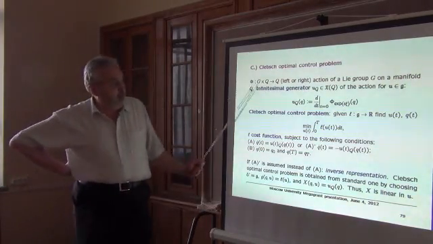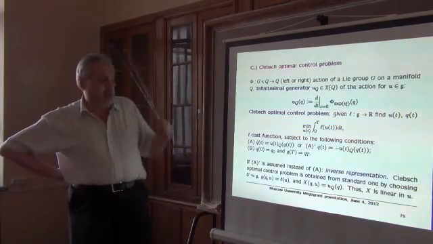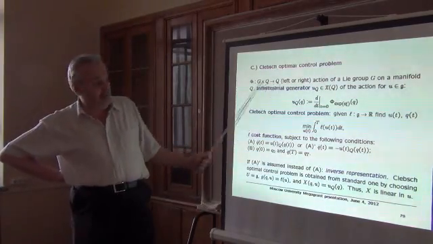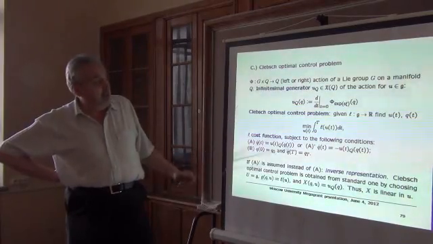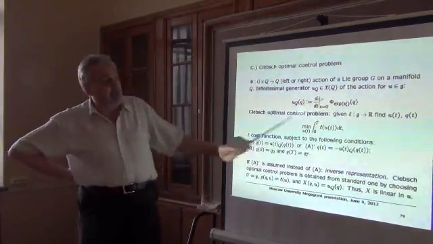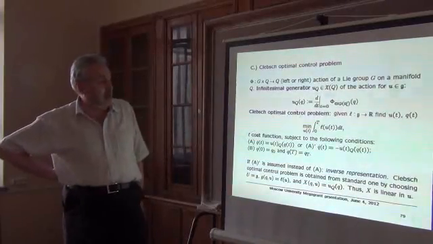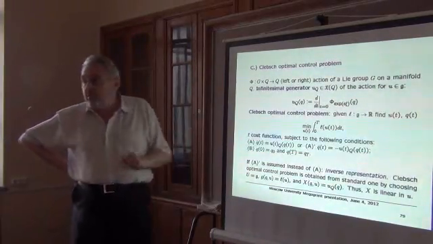The only thing I give you, in addition to a standard one, and it makes a big difference, is a group action. Left or right group action, on a manifold. Here is my infinitesimal generator. I remind you of the definition, as usual. So the Clebsch optimal control problem is the following.